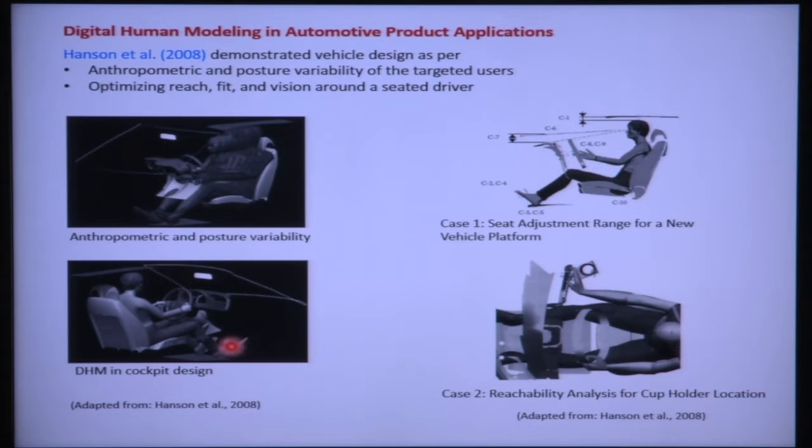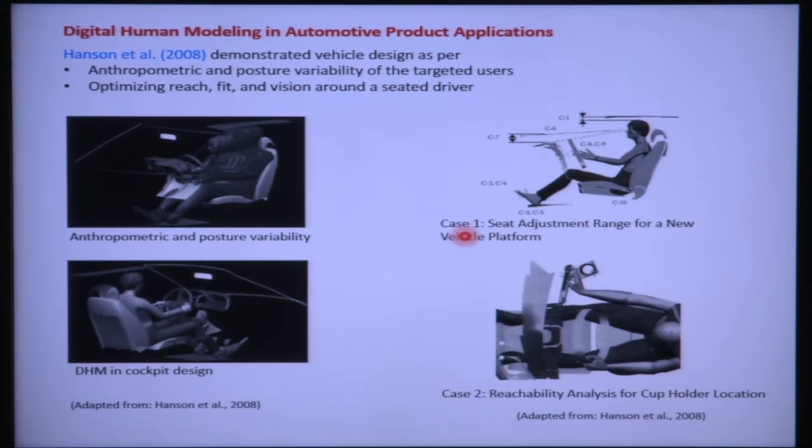And they used the digital human models in the cockpit design of that vehicle, for various aspects: reach analysis and vision analysis. In the paper, they also demonstrated two case studies. One case study was on seat adjustment range for a new vehicle platform, and in another case study, reachability analysis for cup holder location.